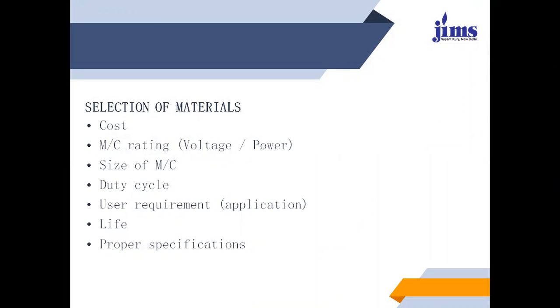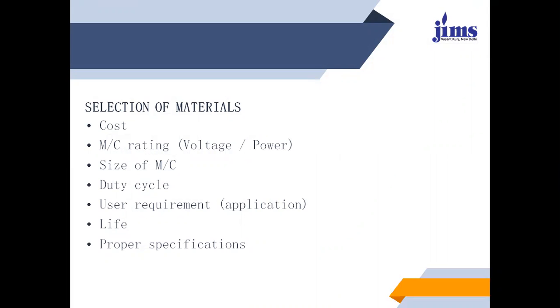First will be the selection of material. As per the conditions, the cost of the machine will be defined by the requirement of the material which will be used in the machine. So selection of material plays the most important part in finalizing the cost of the machine. So first will be the cost of materials.